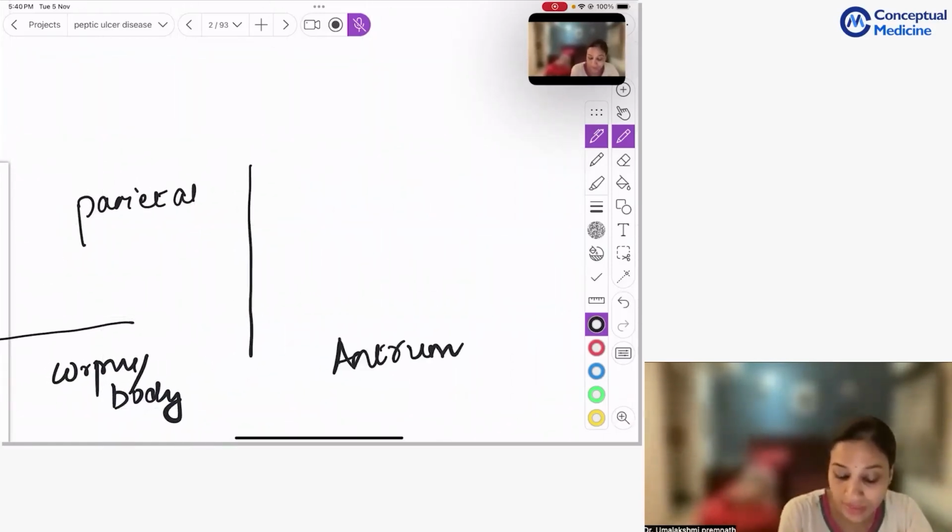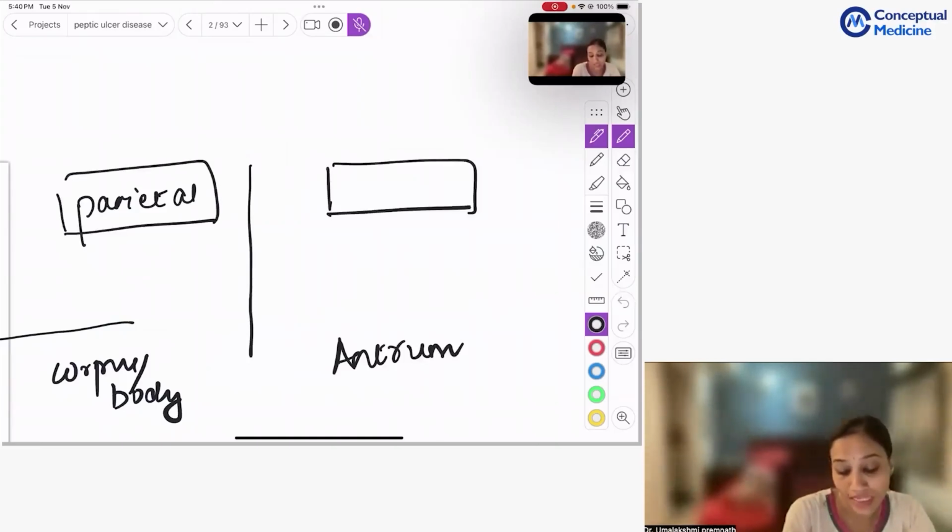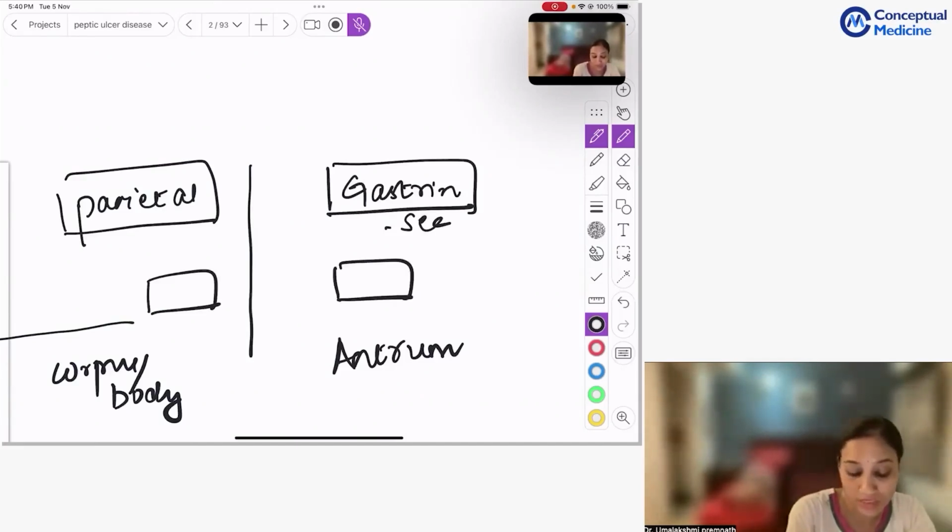Your antrum contains different types of cells. Here you have the gastrin secreting cells, that is the G cells. What is common to both of them is the endocrine cells, the somatostatin producing cells, or the D cells. These are present in both the corpus or the body as well as the antrum, and they secrete somatostatin.